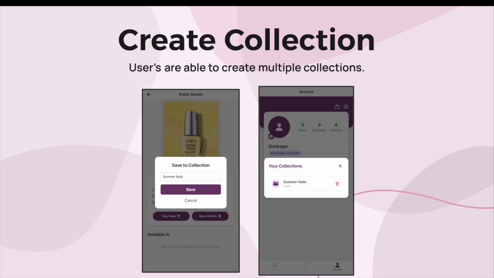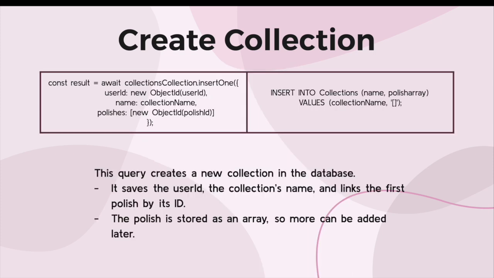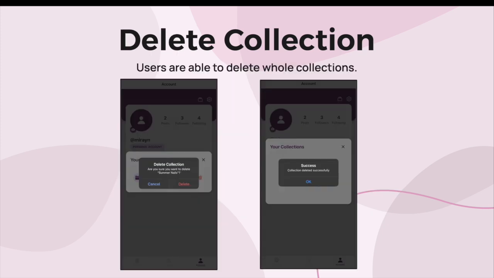Users are also able to create multiple collections. So as you can see on the left, they can create a new collection and then they can view that in the account screen. This query creates a new collection in the database, so it saves the user ID, the collection's name, and links the first polish by its ID. Polishes are stored as an array, so more can be added on later.